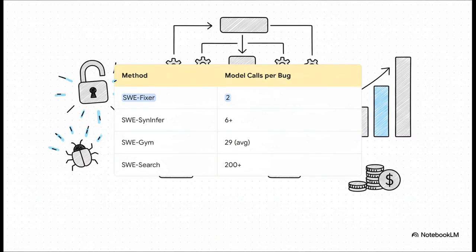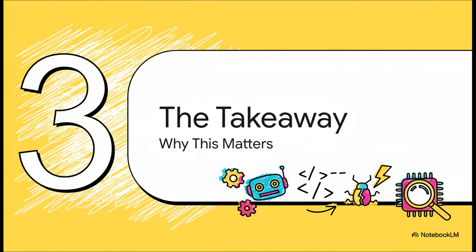Now, let's put that number 2 in perspective, because this is just wild. SWE-Fixer needs 2 calls. Other leading methods, they need at least 6 or an average of 29, and one of them needs over 200 model calls to fix the same bug. This isn't just a little bit better, it's a monumental leap forward in how affordable and practical this technology can be. So, let's zoom out.